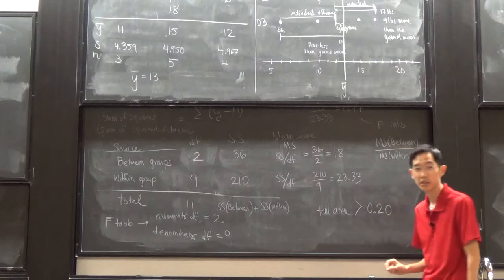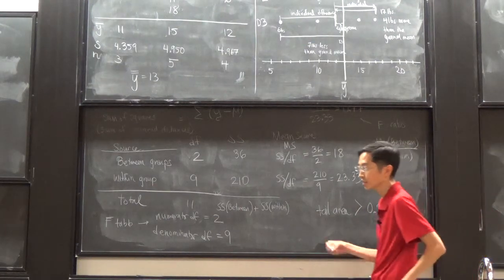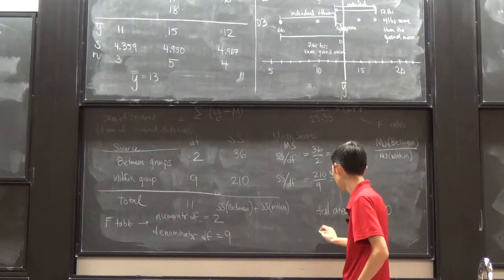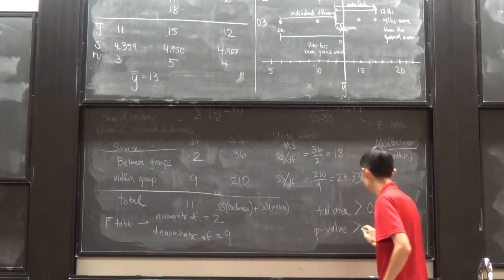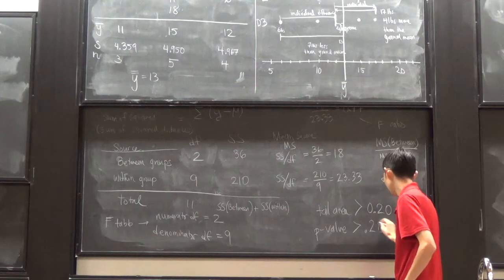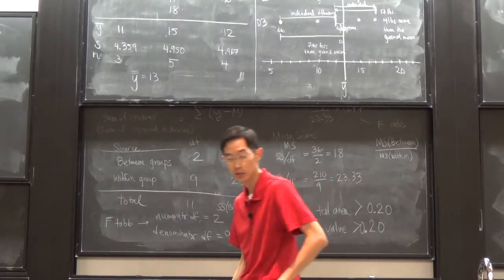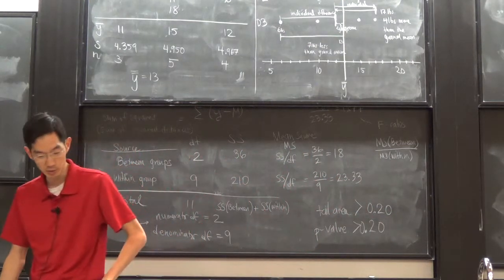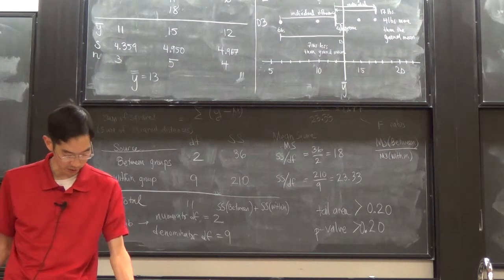0.20. Okay. When you do the F ratio, you're always assuming a non-directional test. So our p-value would be greater than 0.20. No need to double the values in the F table. They're already set up as such.